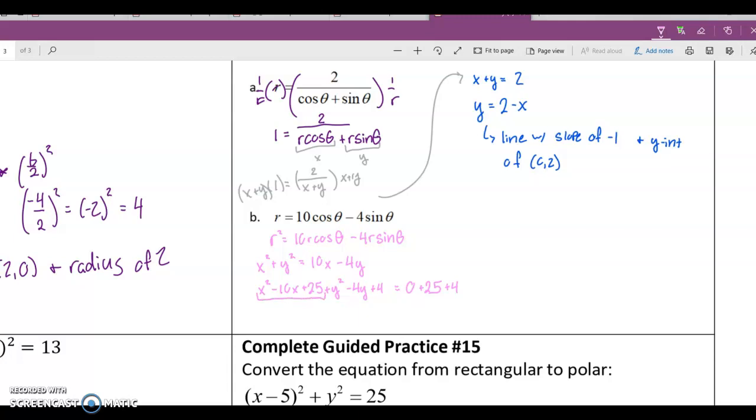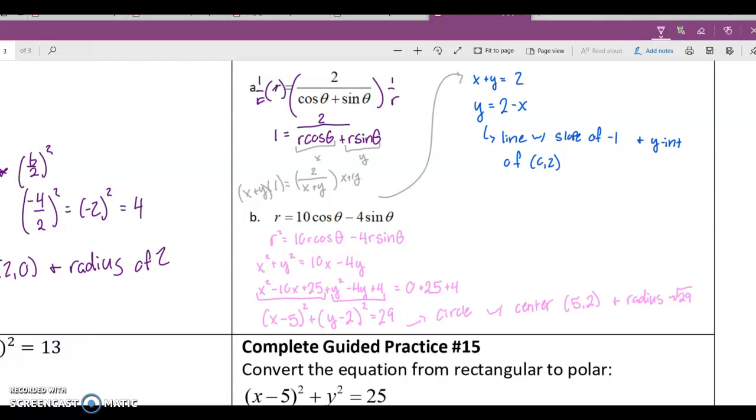And now we can separate this into 2 parenthetical equations. So this would be (x minus 5) squared plus (y minus 2) squared is equal to 29. So this is a circle with center (5, 2) and radius square root of 29.